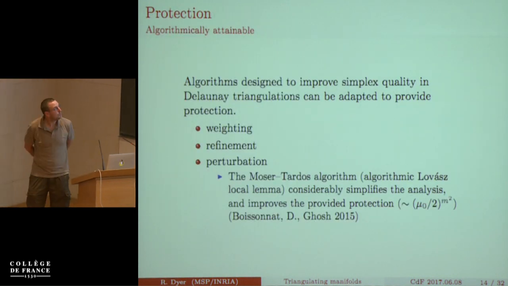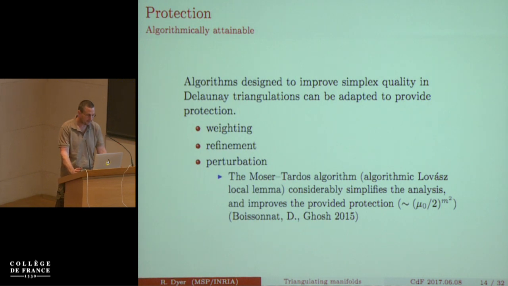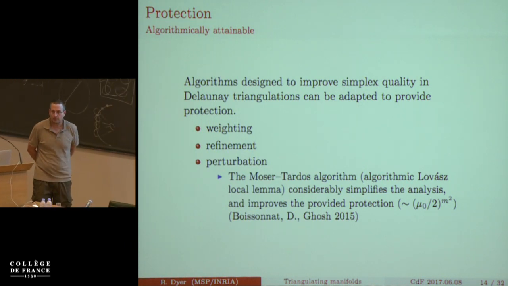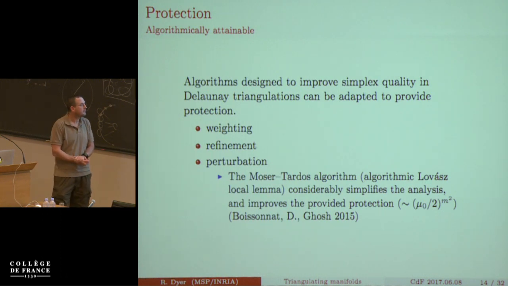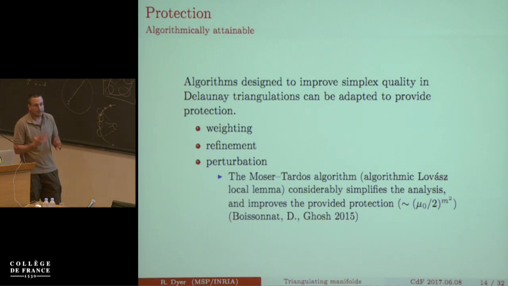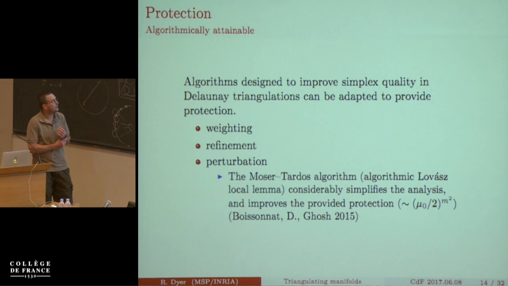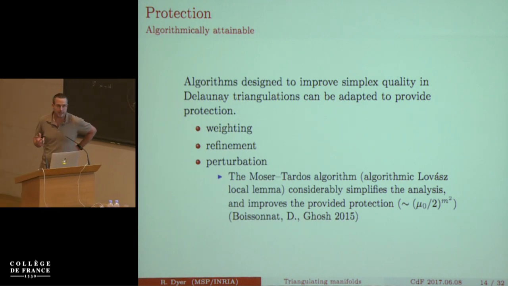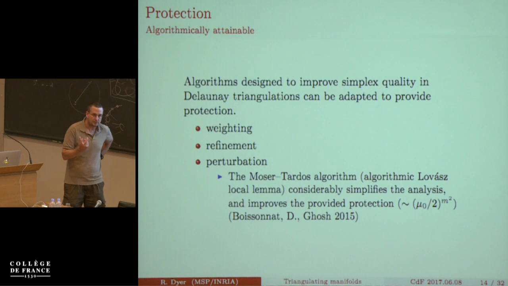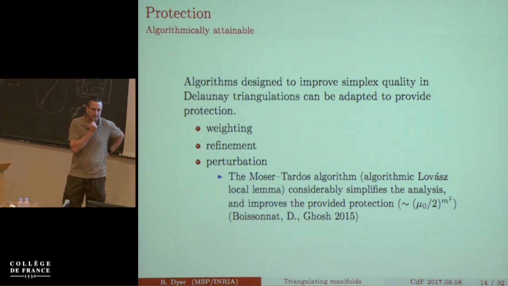Okay, so this protection, achieving these delta protected point sets, or delta generic, we can do this, and there are already algorithms out there for trying to get Delaunay triangulations that have quality simplices, and these algorithms can be adapted to provide protection also. So you have the weighting one, where you manipulate the metric using the Laguerre diagram instead of the plain Voronoi diagram. Or you can use refinement, adding more points. What was interesting to us is perturbation. And that's because here you just work with the same number of points. You're using the same Euclidean metric. You just have to move the points around a little bit.